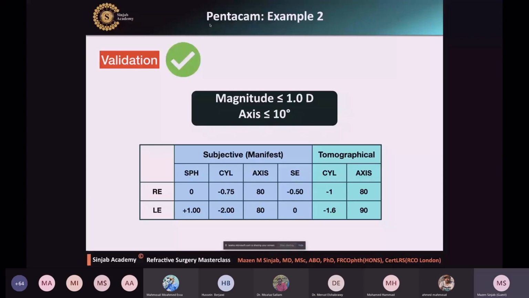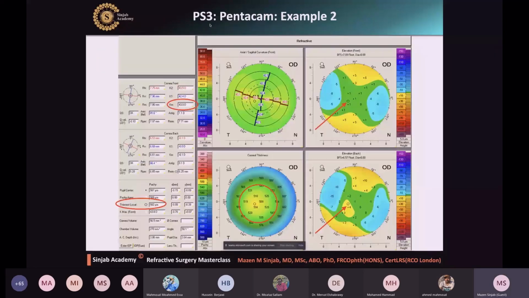And then we come to the PS3. By the way, if you find any abnormality or if you suspect, just repeat the capture. Do not depend on the capture. So let's assume that after repeating the capture, the left eye stayed as it was. And this is for the right eye. For the right eye, 43 KM, thinnest location.